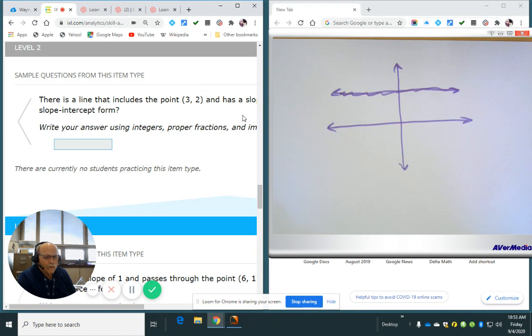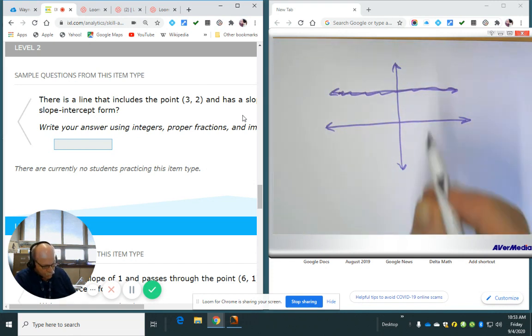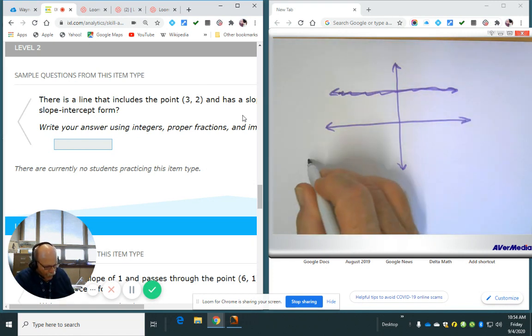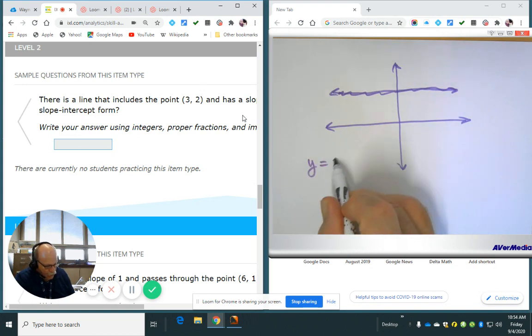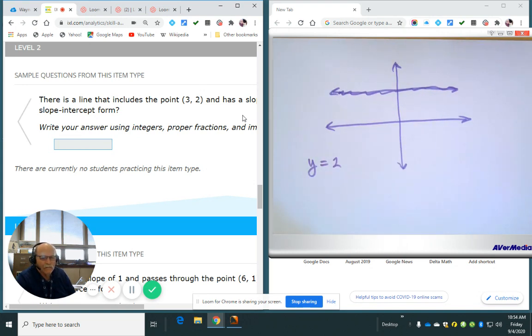So y is going to be the same thing all the time, because there's no change in y. When we have a slope of 0 and the line includes (3, 2), we're going to say y equals 2. And that's our equation for the line.